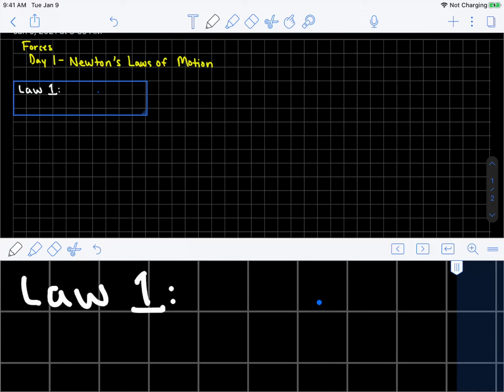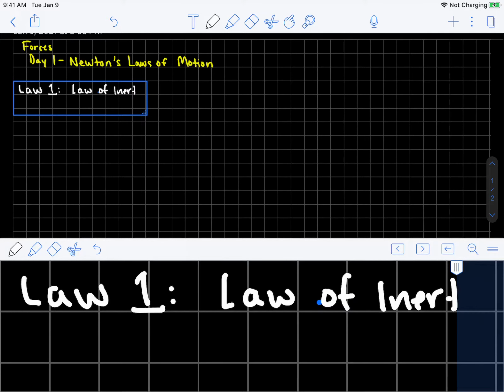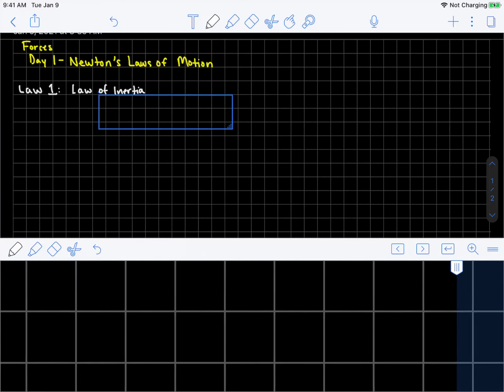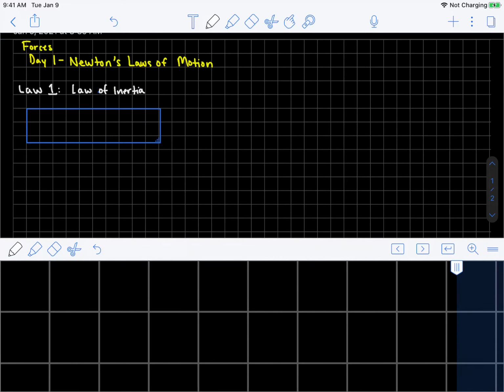All right. Newton's laws of motion. This is our first week. We're going to dive into these laws. The first law is known as the law of inertia. Now, in order to understand this law, we want to define some things.